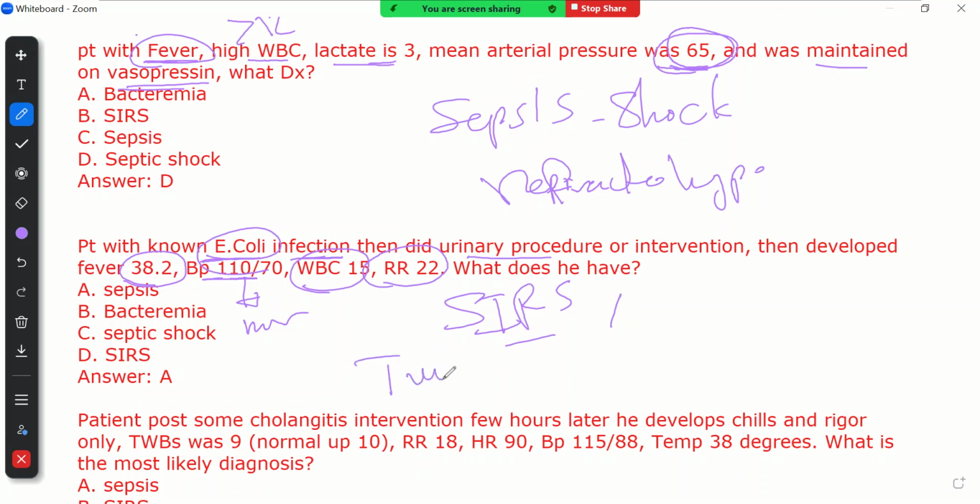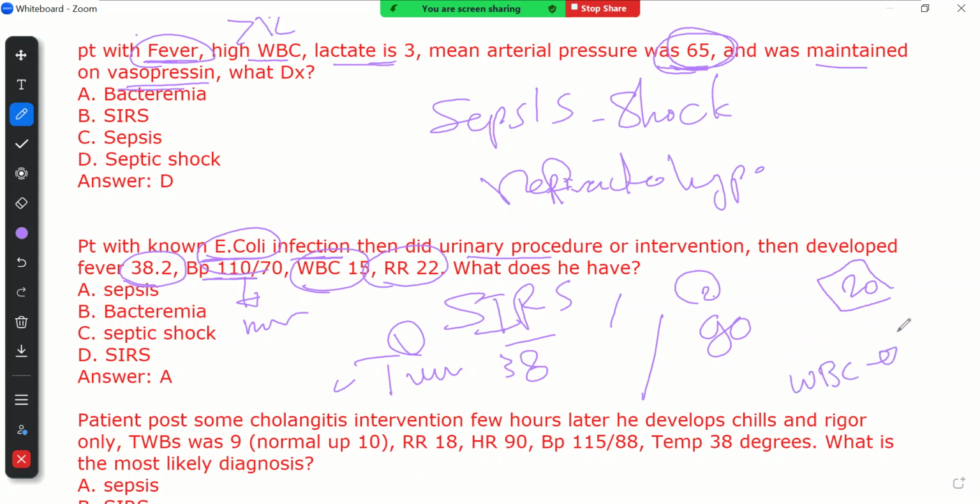First, temperature, more than 38 or below 36. Heart rate more than 90 is another one. So this is one, this is two. Tachypnea, respiratory rate more than 20, this is another one. Last one, white blood cells more than 11,000 or 12,000, or below 4,000.